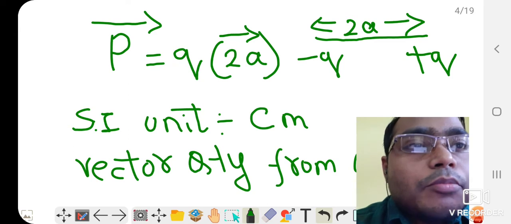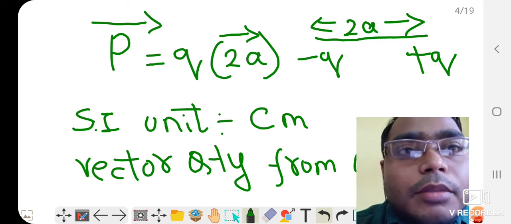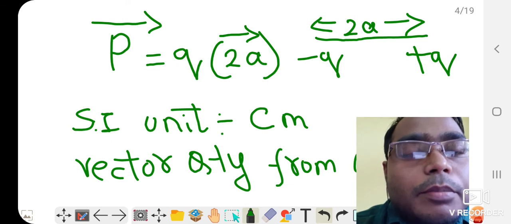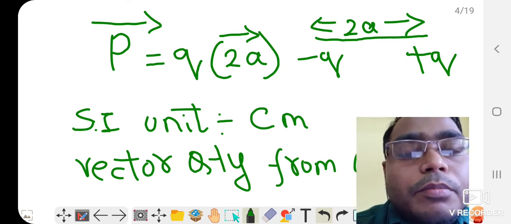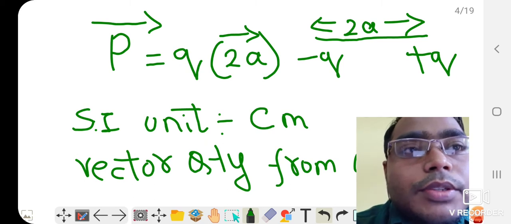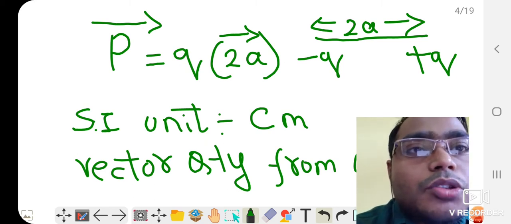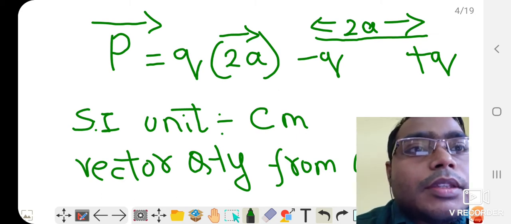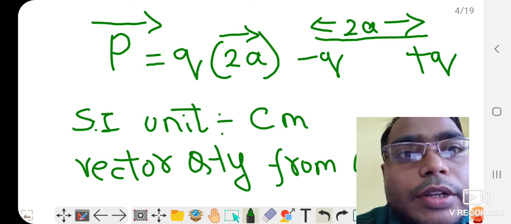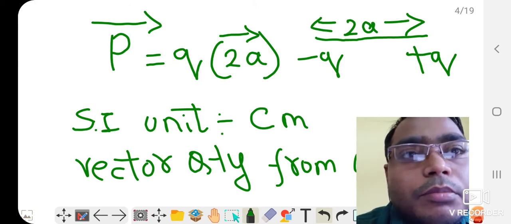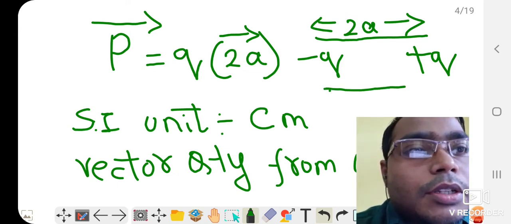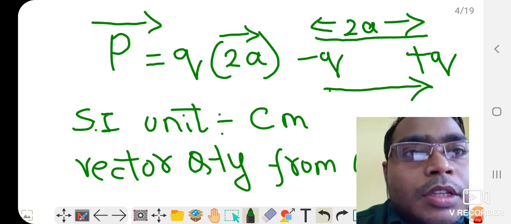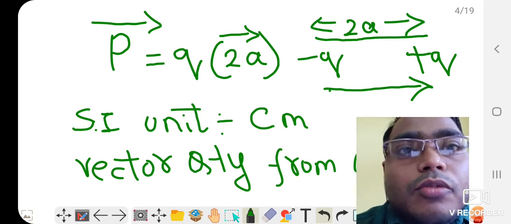So how do we define the dipole moment? Any one of the charges can be taken. The magnitudes of the charges are the same, so we can take plus q multiplied by the distance. What is the distance between the two charges? It is given by 2a. Now it is a vector quantity. Why is it a vector quantity? Because the distance that we measure between the two charges has a direction also, and the direction is always taken from minus q to plus q. So it will be a displacement vector, and so the dipole moment will be a vector quantity.